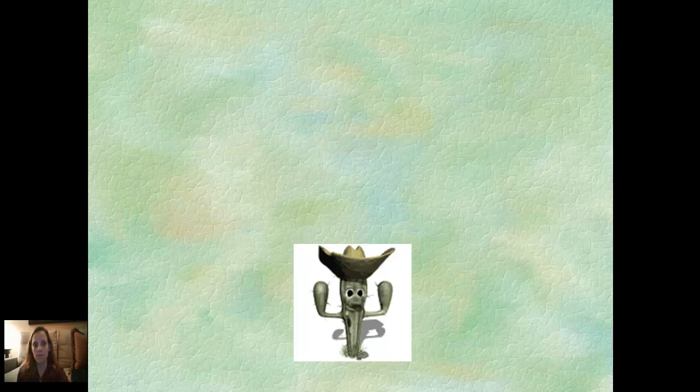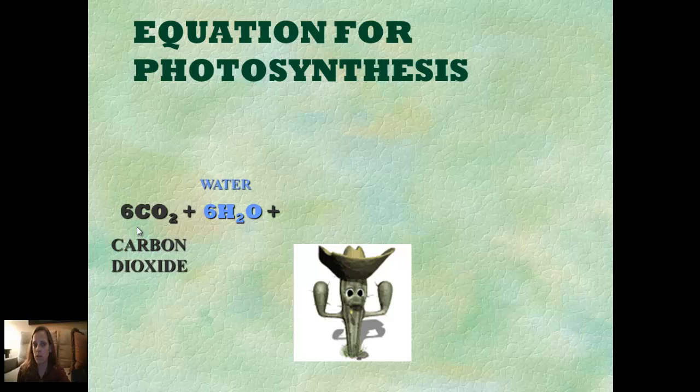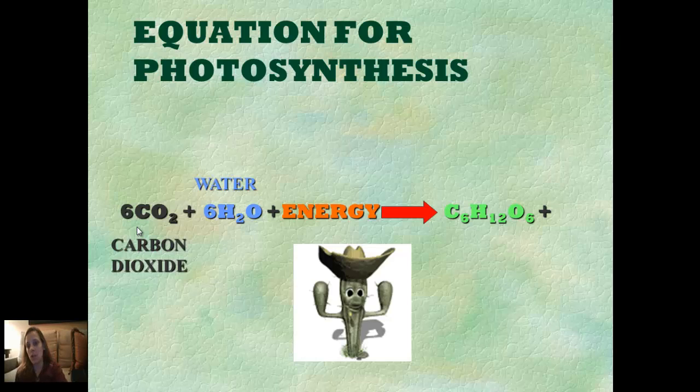Let's talk about it. Mr. Cactus is going to introduce us to our equation for photosynthesis. So we start with carbon dioxide. In fact, 6 molecules of carbon dioxide. We add water, specifically 6 molecules of water. We add a little bit of sunlight, energy in the form of sunlight, and what we end up with is glucose, also known as carbohydrates, and oxygen.